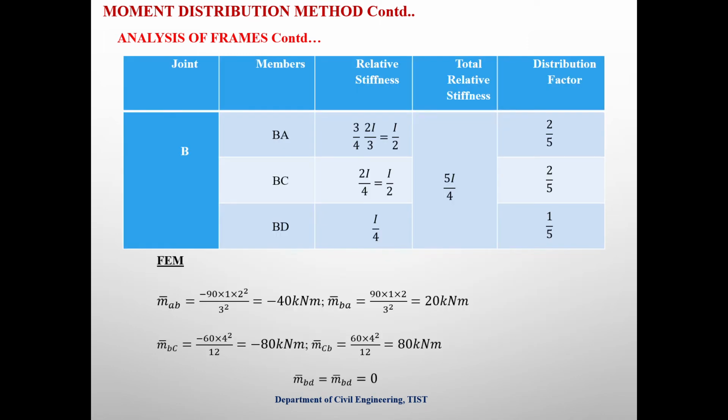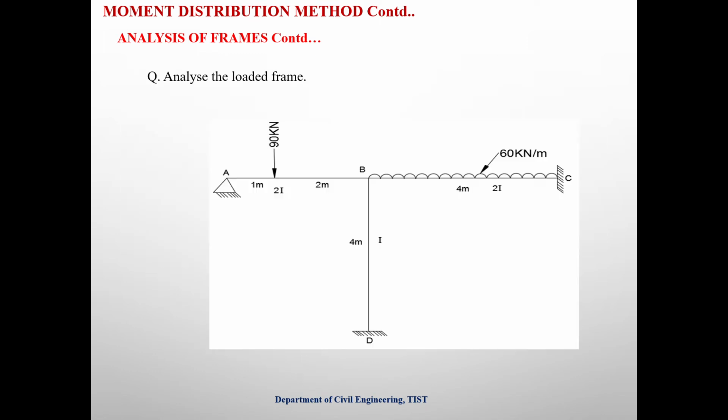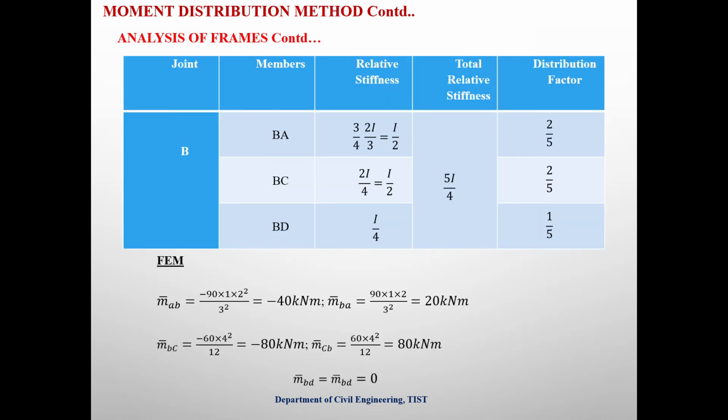We have to find out the distribution factor. We are considering the joint B. There are three members at joint B: BA, BC and BD. In the case of BC, since the far end is fixed, it is I by L. In the case of BD also the far end is fixed, that means I by L. But in the case of BA, the far end is simply supported, that means the stiffness is 3 by 4th of I by L. Then find out the total stiffness and find out the distribution factor.